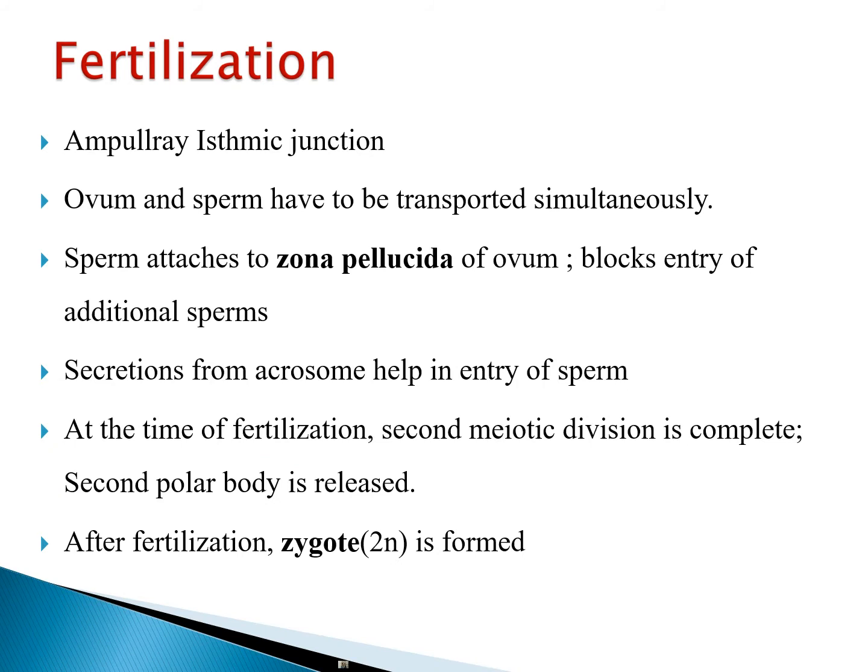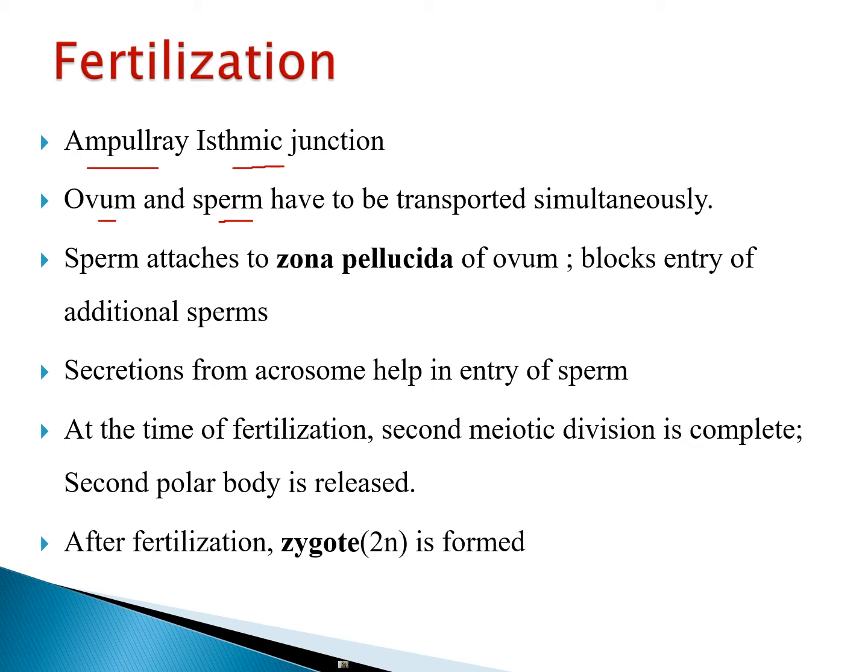Fertilization, as we all know, is a fusion of male and female gametes. Fertilization happens inside the female, in the fallopian tube at the ampullary isthmic junction. For fertilization to be successful, the ovum as well as the sperm have to be transported at the same time in the ampullary isthmic region.